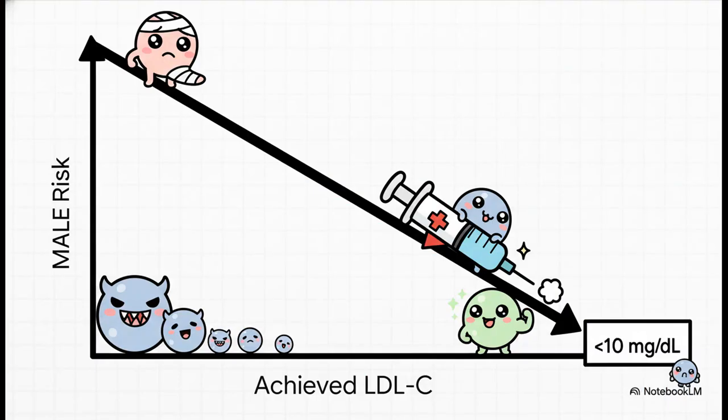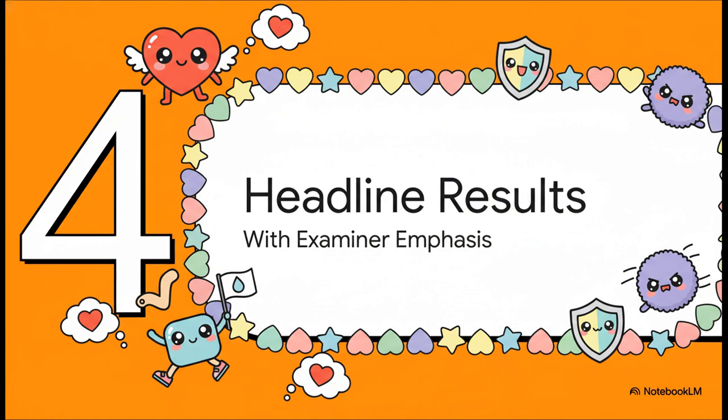And the evidence just keeps stacking up. Look at this graph. It shows a clear straight-line relationship. The lower you drive the LDL-C, the lower the risk of a major limb event. And look how far down it goes. The benefit keeps on coming even at LDL levels below 10. This completely demolishes that old idea that there's a point where lowering cholesterol further doesn't help. There is no floor.